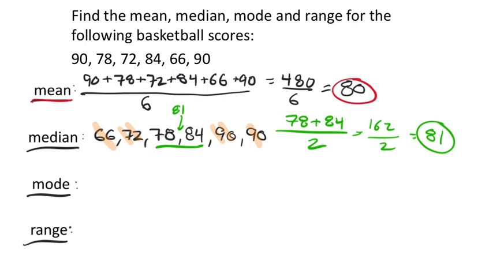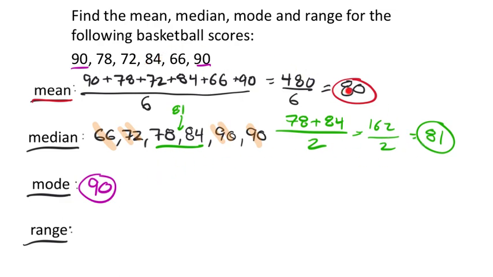This one does have a mode, right? We got the most number, which is going to be the 90. There's 2 90s, and there's only 1 of each of the 66, 72, 78, and 84. So we do have a mode on this one. I'll circle that. Now, before we do the range, again, look at the mean, median, and mode. These are measures of center.